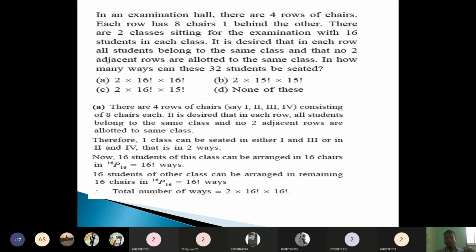So understand the problem clearly. That explanation is given for understanding. You can go through it.